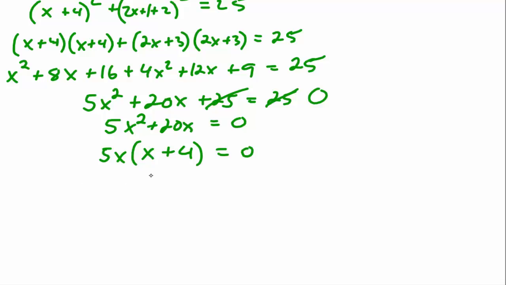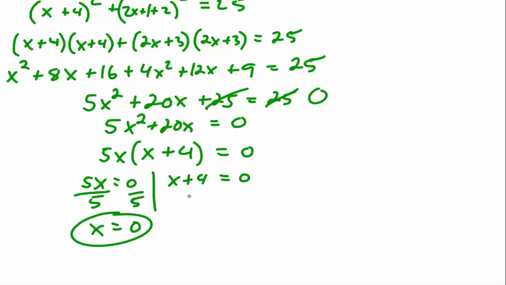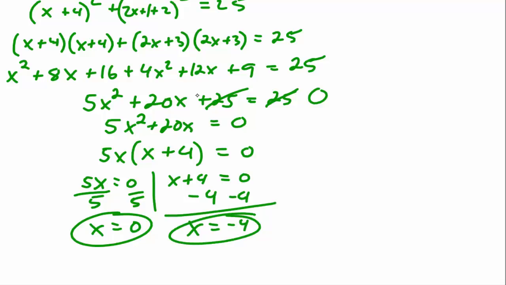Set my factors equal to 0. 5x equals 0, x plus 4 equals 0. Divide by 5, divide by 5. x equals 0. Subtract 4. x equals negative 4. So x is 0 and x is negative 4.